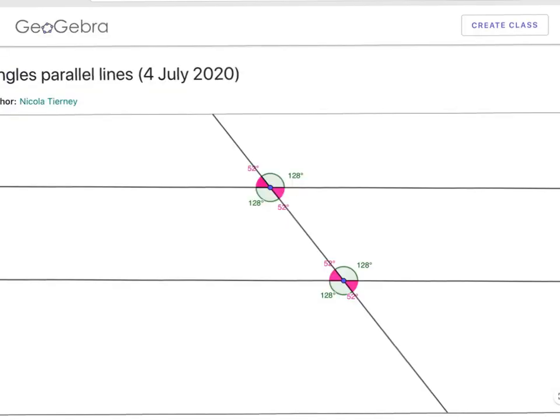It then follows on that if a pair of parallel lines is crossed by a straight line, you're going to see a repeat of those angle relationships. So all the angles coloured green are equal and all the angles coloured pink are equal.